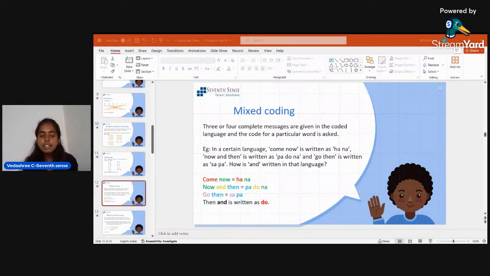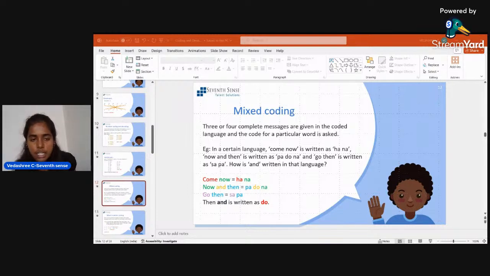So next we'll consider the second series of letters and third series of letters. Okay. What is the second series of letters here? Now and then. What is the third series of letters? Go then. So now we'll find out the similar word in this. Now and go then. In this, then is similar. Then is similar. So now we'll move on to the code here. So now and then code is pa, do and na.